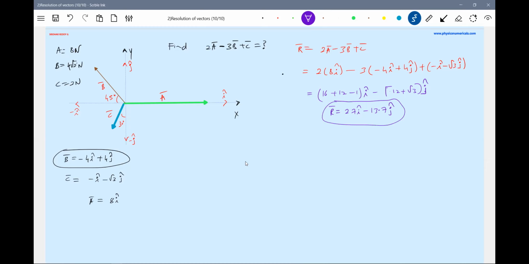After this, what shall I do now? We have to calculate the magnitude. 27 whole square plus the negative squared, doesn't matter. Solving this, I'll end up with 30.3 Newton.